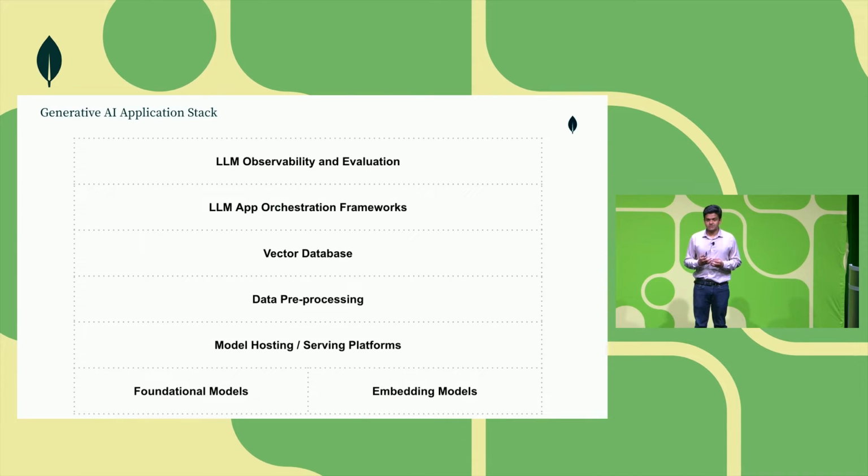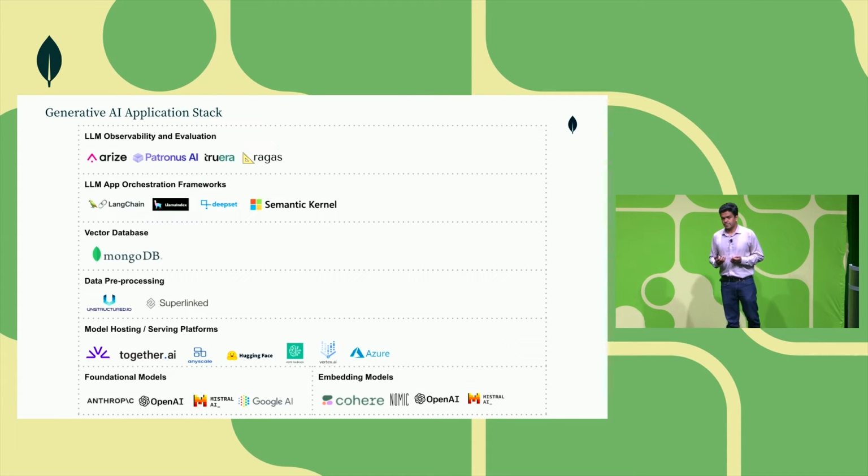Up the stack is your model hosting or serving platforms. Followed by the data integration, the data pre-processing layer, followed by the vector database, which powers the memory for all these applications. And to put these together, you get your LLM app orchestration frameworks, followed by your LLM observability and evaluation frameworks. So with MongoDB and a bunch of integrations and partnerships that we have for you, this is what the stack looks like.